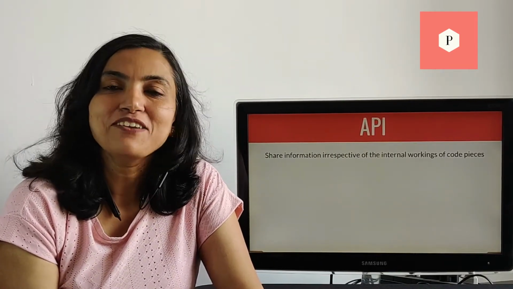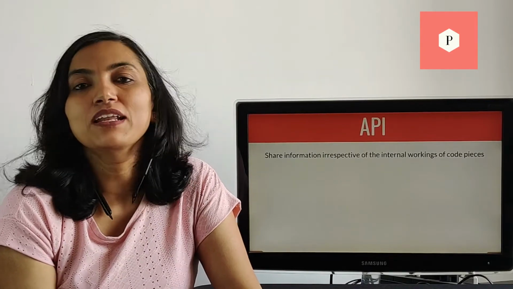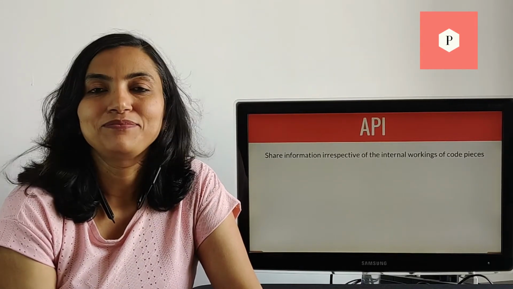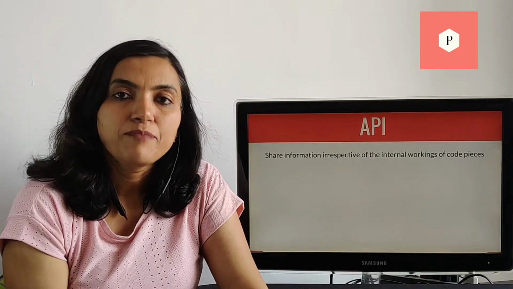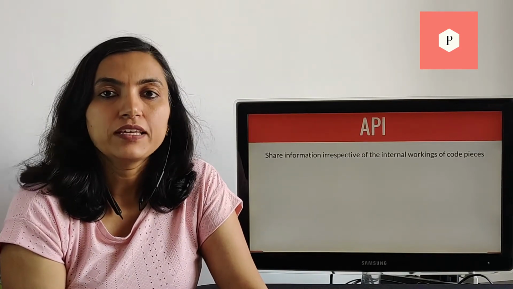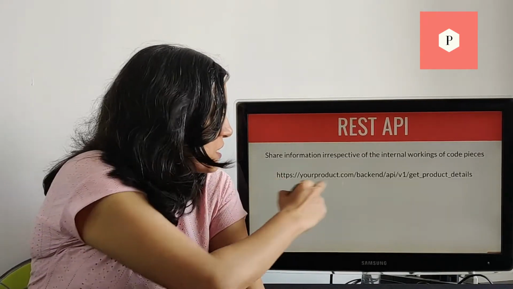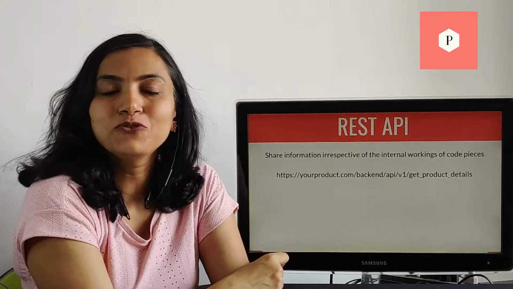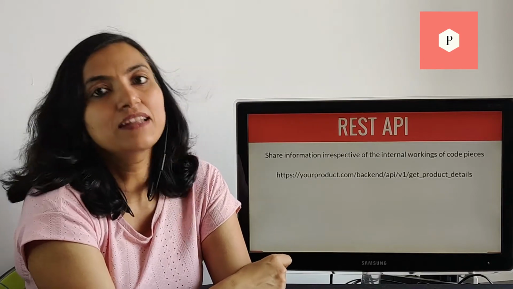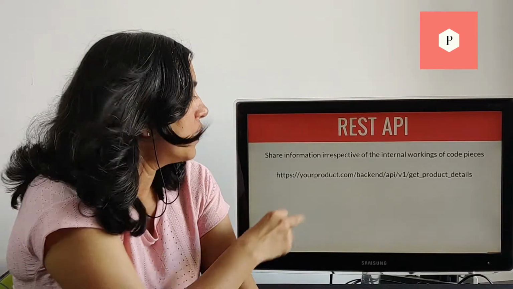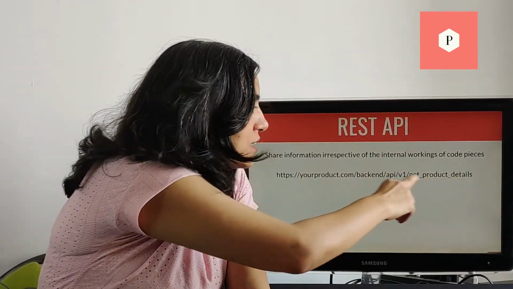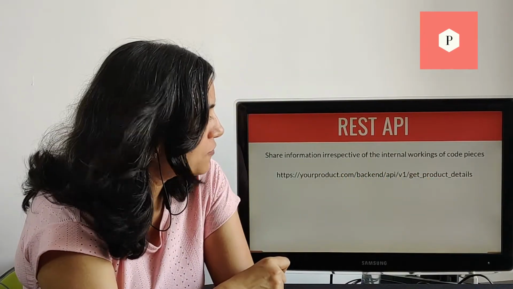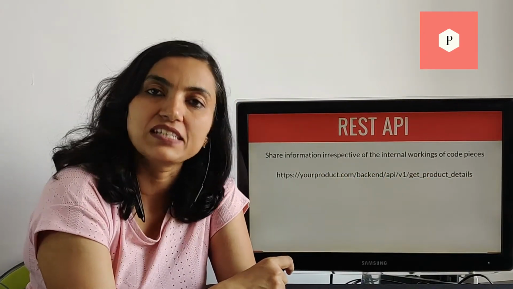Instead, let us see what a REST API for an e-commerce product looks like. The backend of your product will expose a URL, something like this. This looks just like any other URL you will use to access a web page, and it indeed is like that. Now you see from the URL itself, you can guess what this URL is for. It is for getting product details.